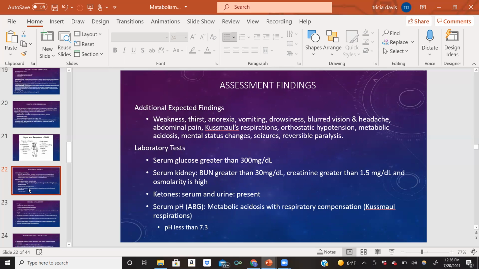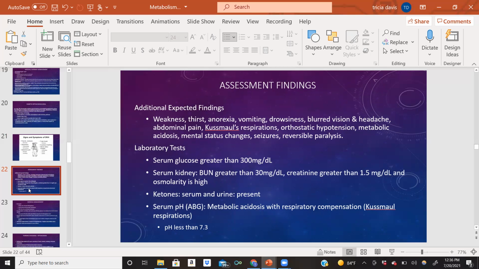We might do an ABG. It's going to show metabolic acidosis with respiratory compensation, right? Because we're going to have those Kussmaul respirations. We're going to increase our respirations in our rate and our depth because we're trying to blow off the carbon dioxide.